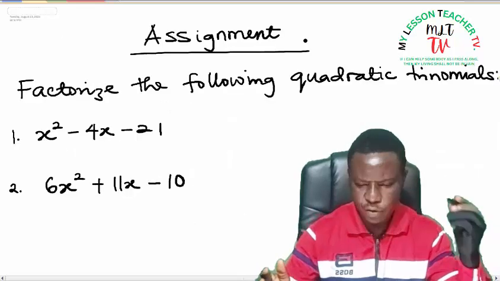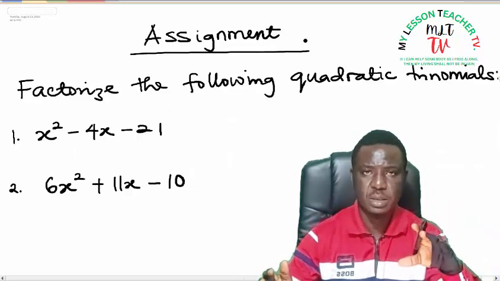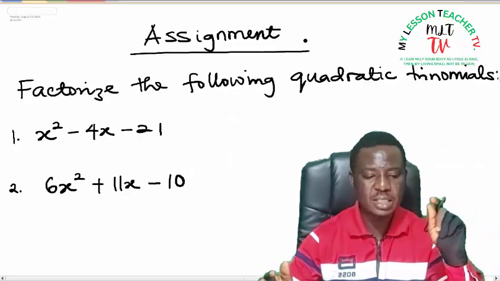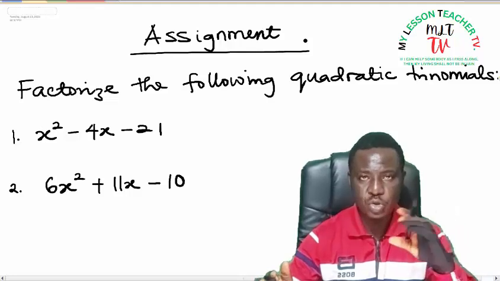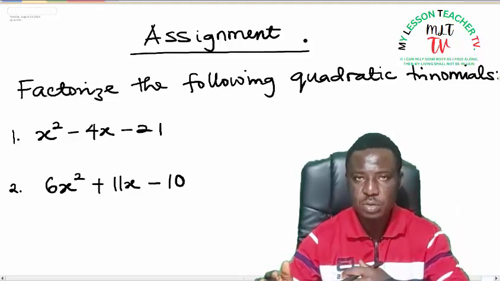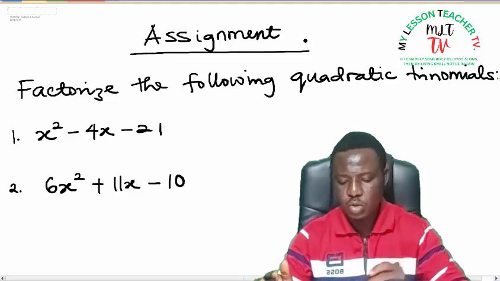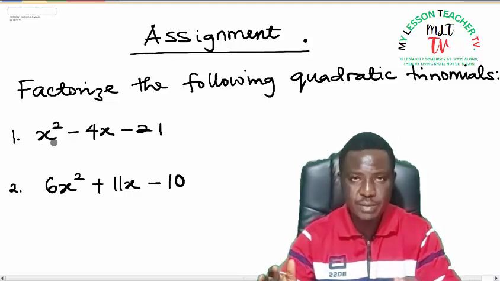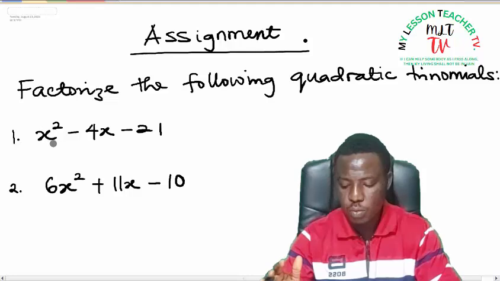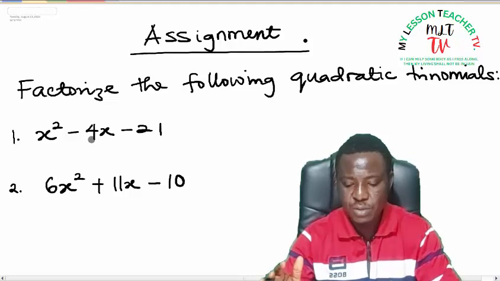So I shall leave you with this to do as an assignment. I'd like you to factorize the following quadratic trinomials using the steps I have taken, okay? What you have to do is to, first of all, look for two terms that when you multiply them together, it gives you the product of the first term and the last term. And when you add them together, it gives you the middle term.